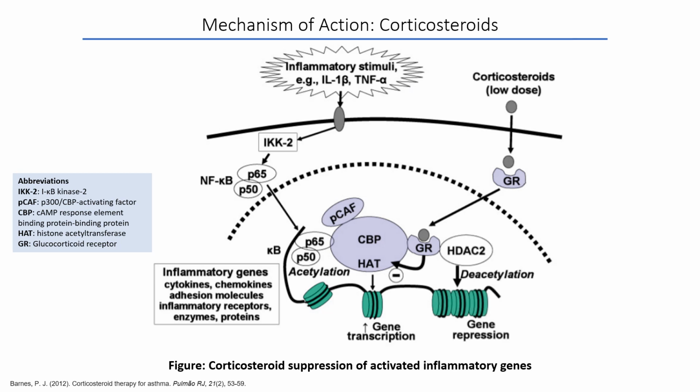After activation by corticosteroids, the glucocorticoid receptor translocates to the nucleus and binds to co-activators to inhibit histone acetyltransferase activity directly and recruiting histone deacetylase HDAC2, which reverses histone acetylation, leading to suppression of these activated inflammatory genes.